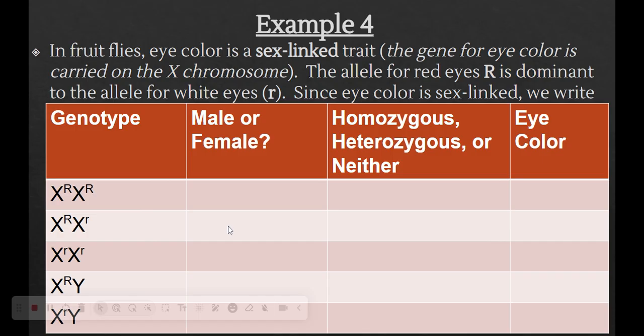So let's look at the fruit flies. Eye color is a sex-linked trait. The gene for eye color is carried on the X chromosome. Their wild type color is a reddish brownish color. The allele for red eyes is capital R. It's dominant to the allele for white eyes.